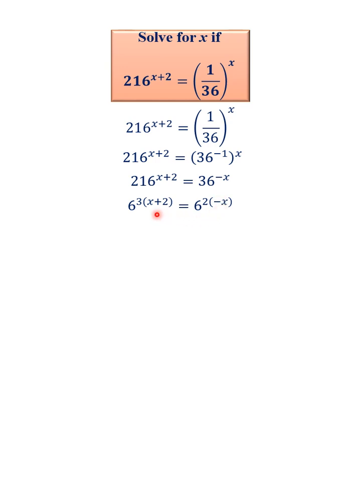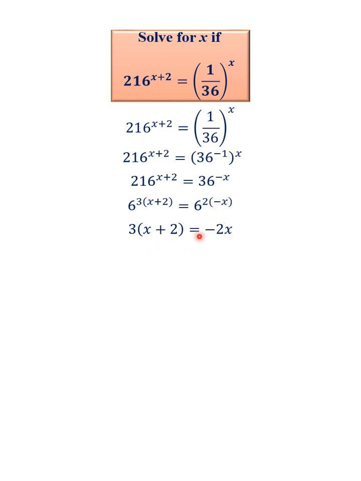The reason we like taking an exponential equation to the same base is so that we can simply equate the powers, because once the bases are the same, definitely the powers are the same, and vice versa. However, do not always equate the base if the powers are the same, because you may end up with an incomplete solution. But that is not the concern of this question. In this question, we have successfully made the bases equal, so we are free to equate the powers, which means we can equate 3 into x plus 2 to 2 times minus x, which is minus 2x.